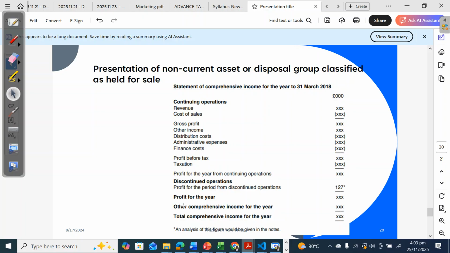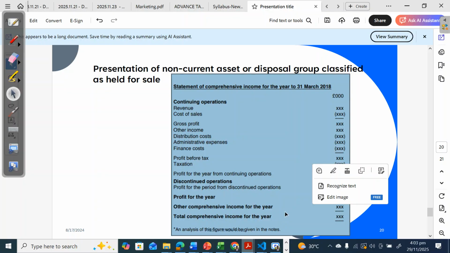That's also a very good question. The other comprehensive income will have to be added to the other comprehensive income for the year, so that it is made up of both the continuing operation and the discontinued operation. Do you get it? But you can decide to separate it, if you want to. You can do a note here, and in the notes you show the breakdown of the continuing operation other comprehensive income.